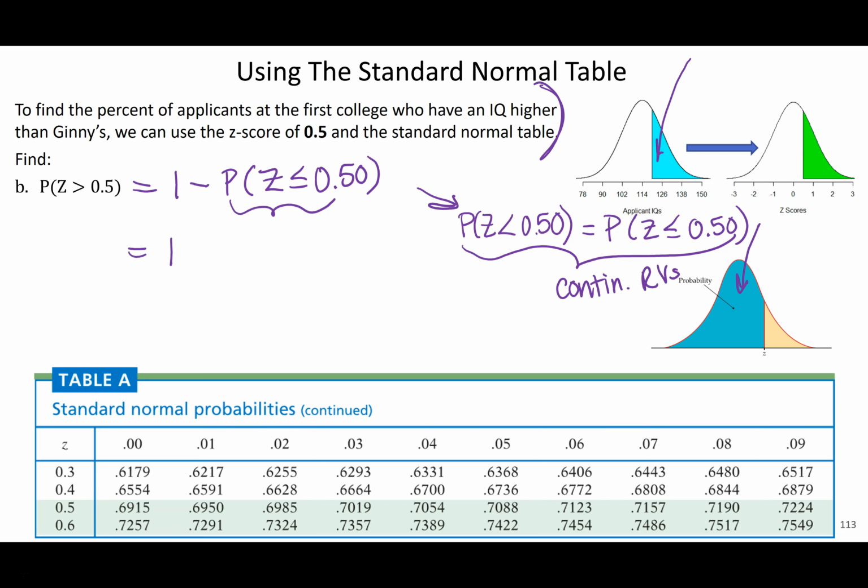So I'm going to just say 1 minus that value from the last one, so 0.6915, 0.3085, I believe. So if 69.15% of students or applicants applying to college 1 have lower IQs than Ginny, that implies that 30.85% are above. Because remember, with any continuous random variable, the probability of being exactly 120 is equal to 0, because if you integrate from 120 to 120, it has no width.